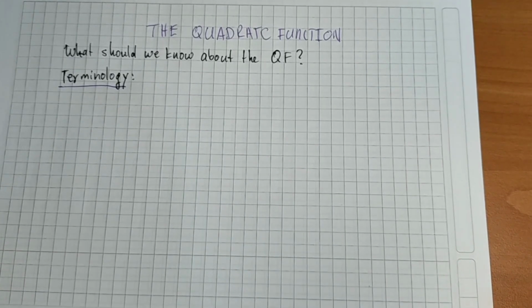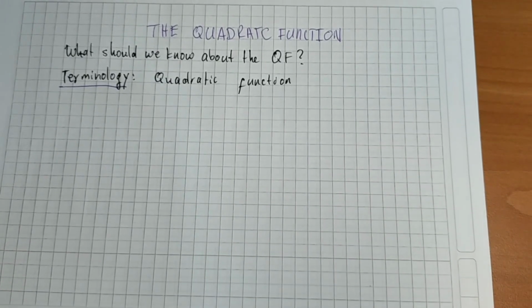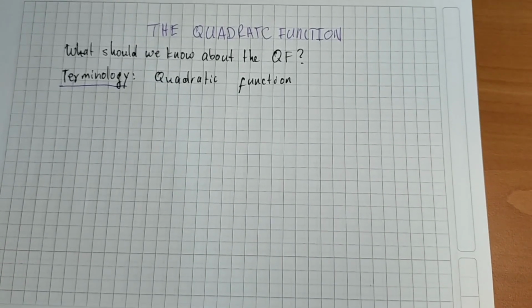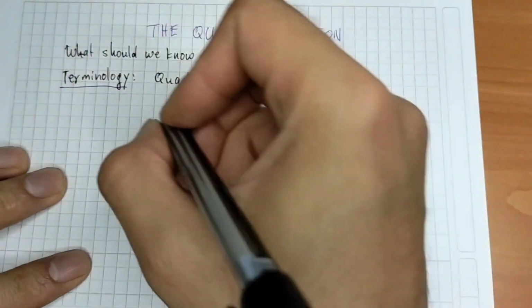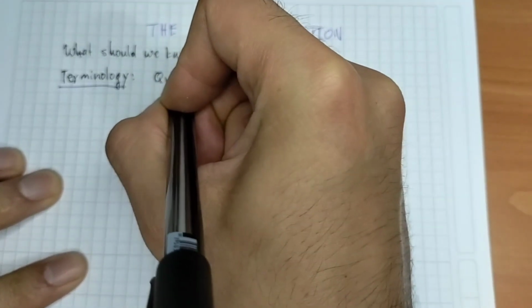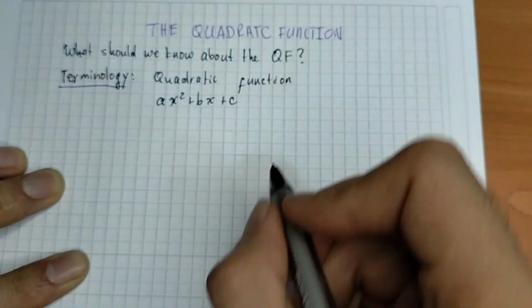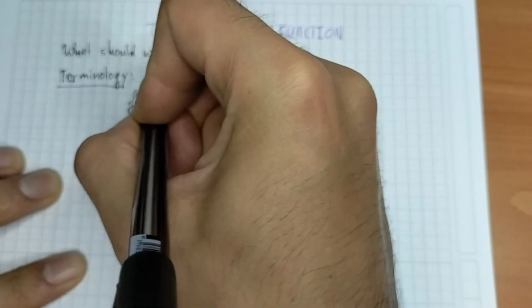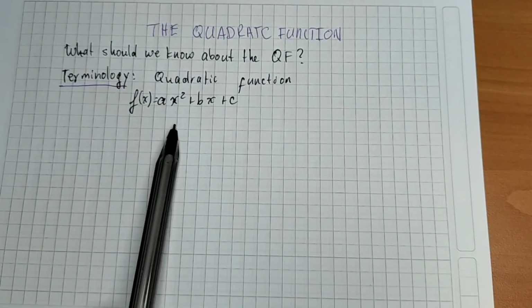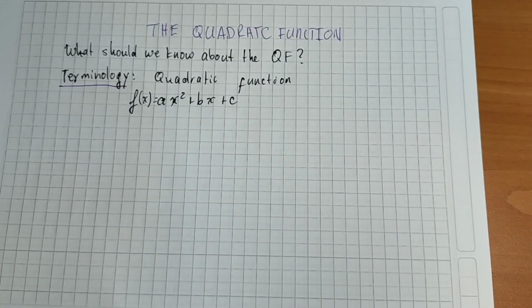Before we continue, some terminology. The quadratic function is an expression that is written in the form ax squared plus bx plus c, as a function of x. So the function of x is equal to ax squared plus bx plus c.